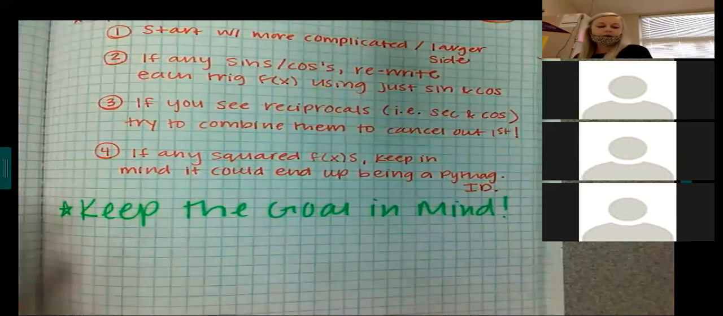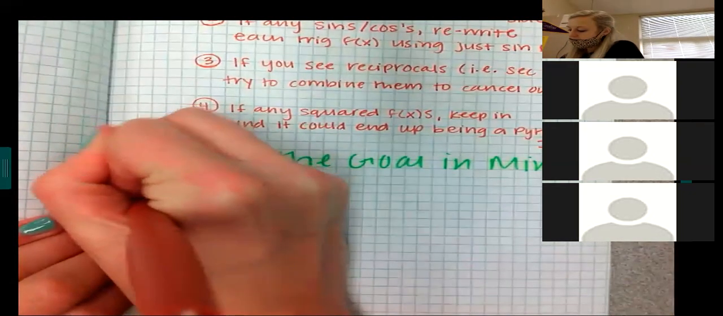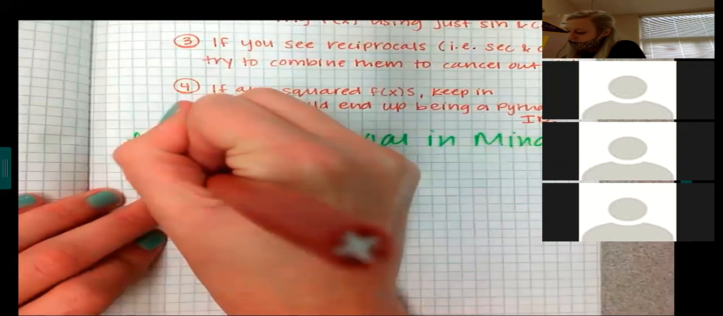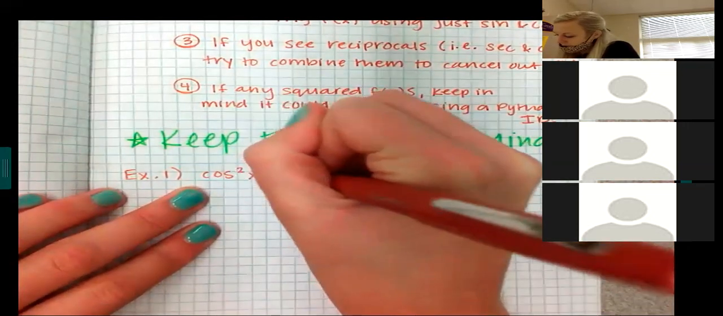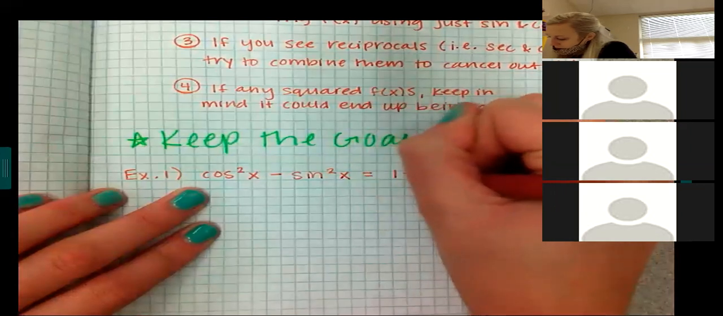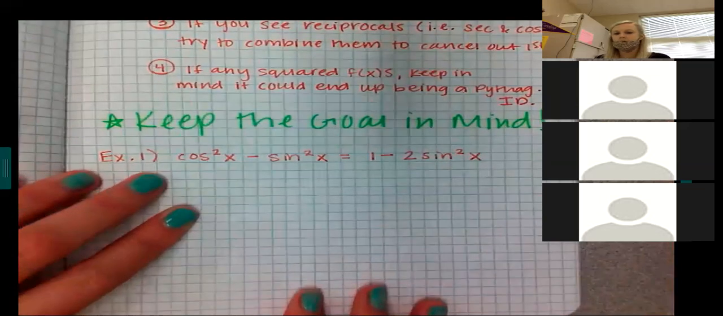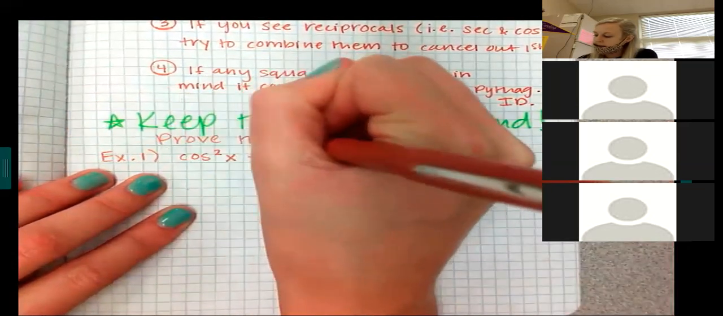I really feel like y'all can do the first one. Y'all want to try the first one without me? I feel like y'all can do it. Let's do it. Everybody's going to try this one. And these are your directions. All of these will work. We're going to prove the identity.